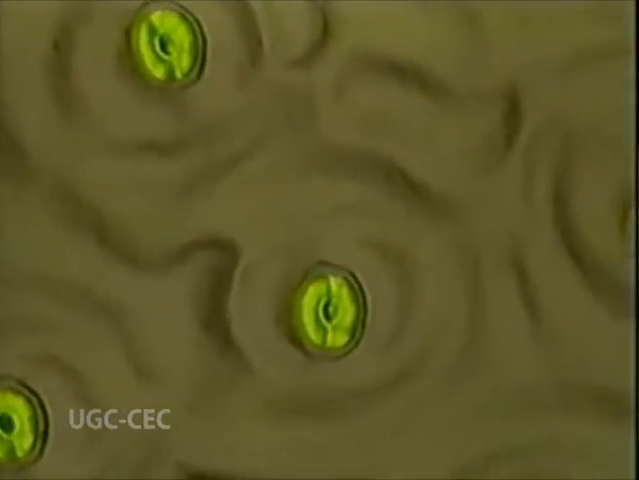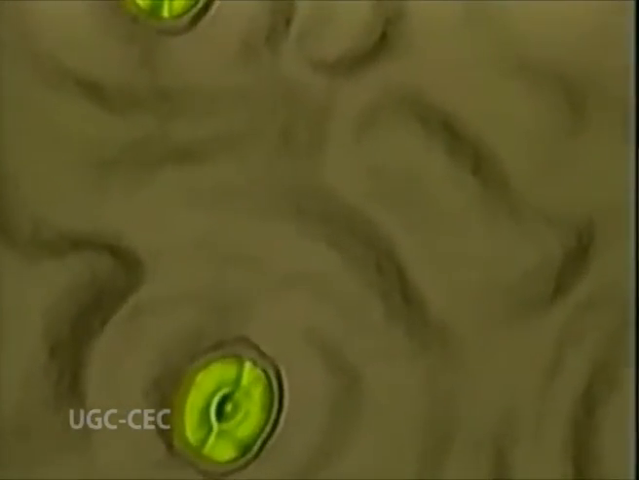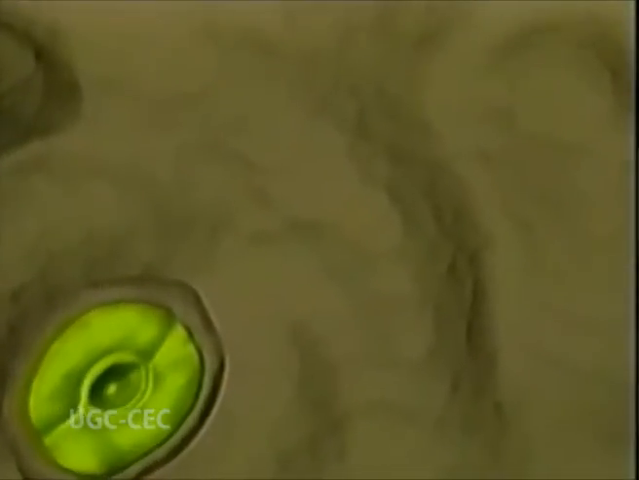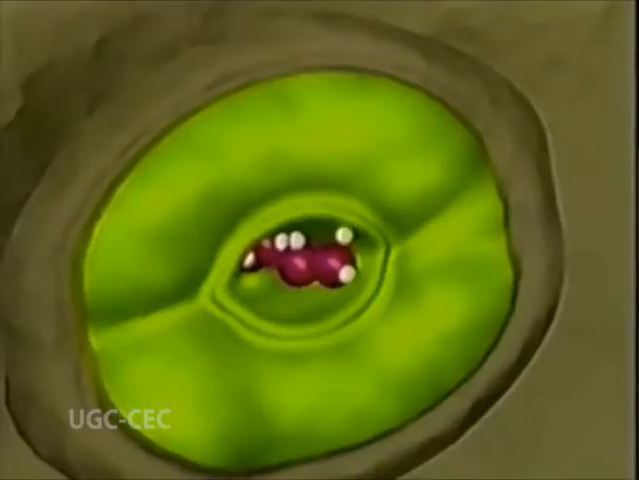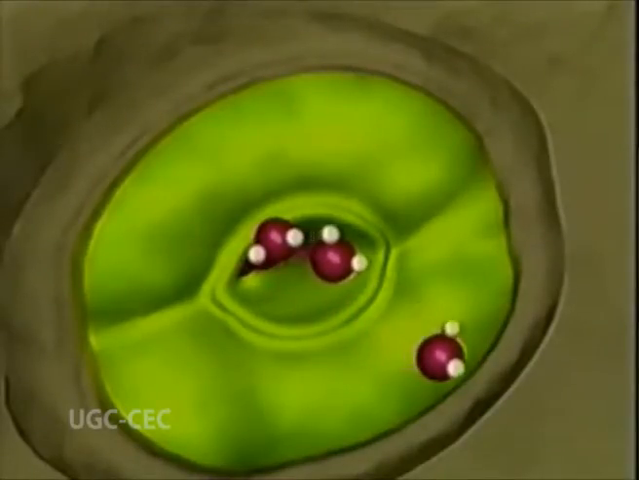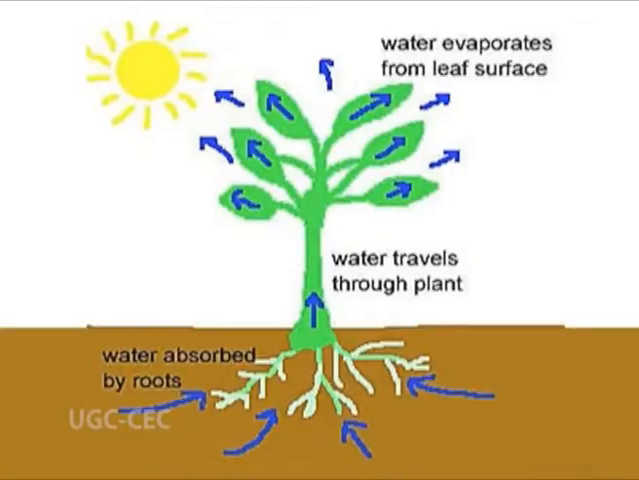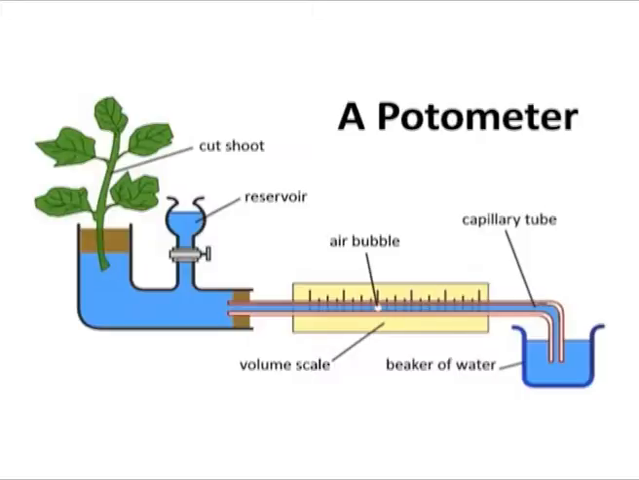Transpiration is the process by which moisture is carried through plants from roots to small pores on the underside of leaves, where it changes to vapor and is released to the atmosphere. Transpiration is essentially evaporation of water from plant leaves. Potometer is used to measure rate of transpiration in plants.